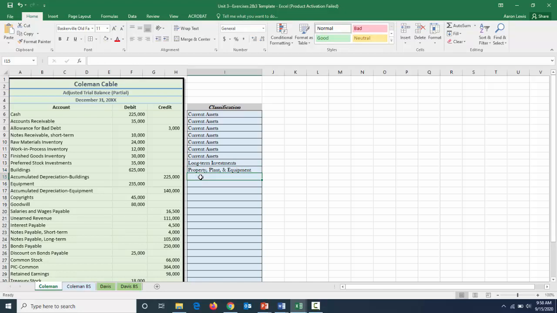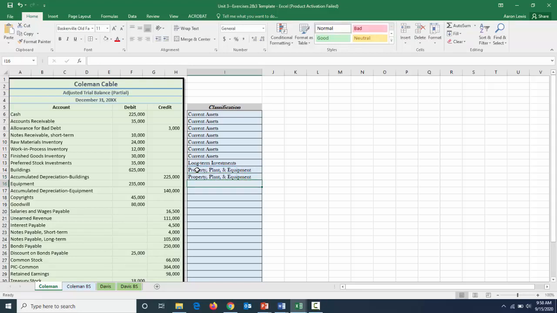All depreciable non-current assets like a building will have an accumulated depreciation account tied to them, and it has to be reported on the balance sheet in the same spot as the account that it's tied to. So if buildings is going to be under PP&E, then accumulated depreciation in buildings also has to go under PP&E.